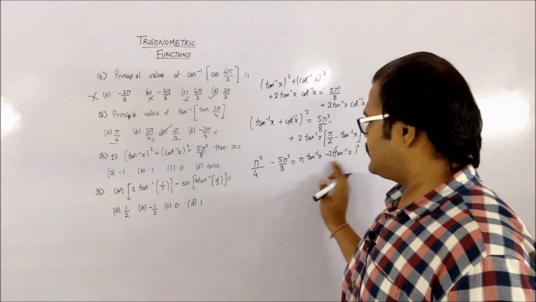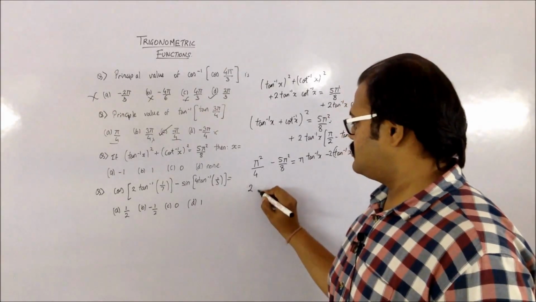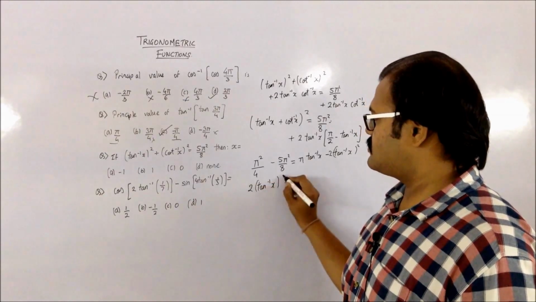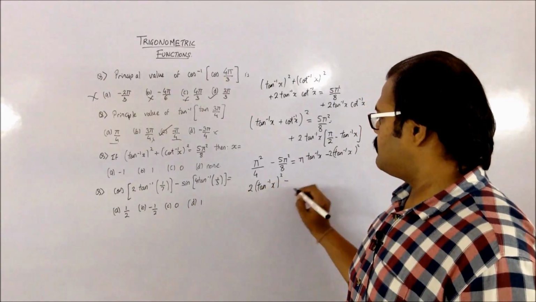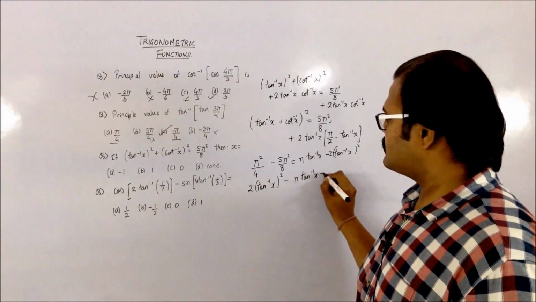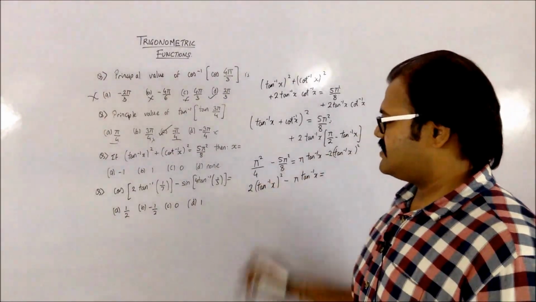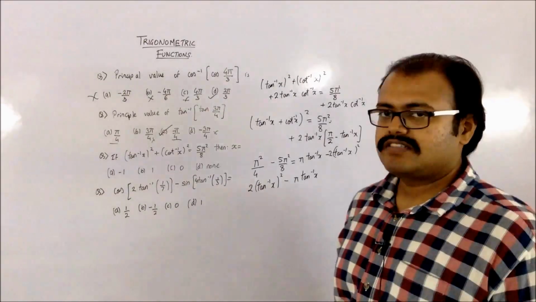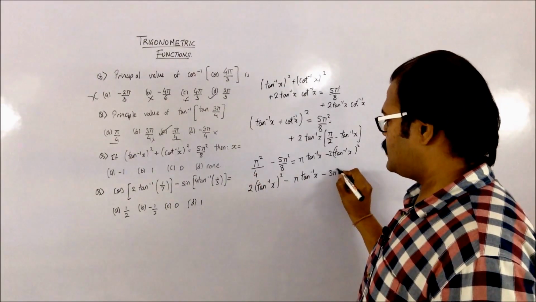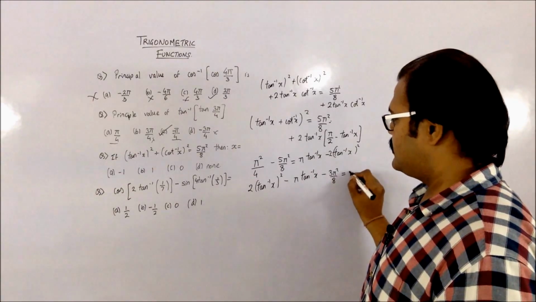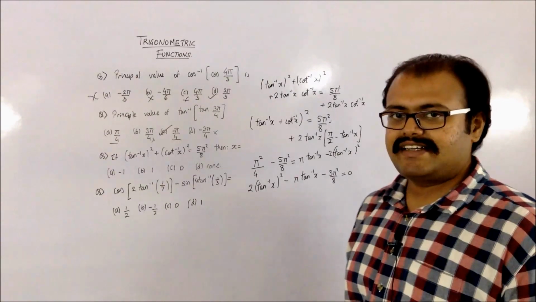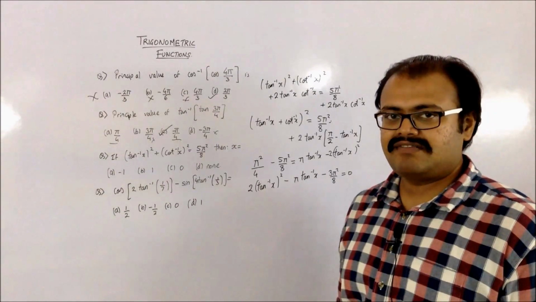So now solving that, I'll be getting 2 (tan inverse x)² minus pi tan inverse x minus 3 pi square by 8 equal to 0, after solving this particular form. Now you have this as a quadratic equation in terms of tan inverse x.